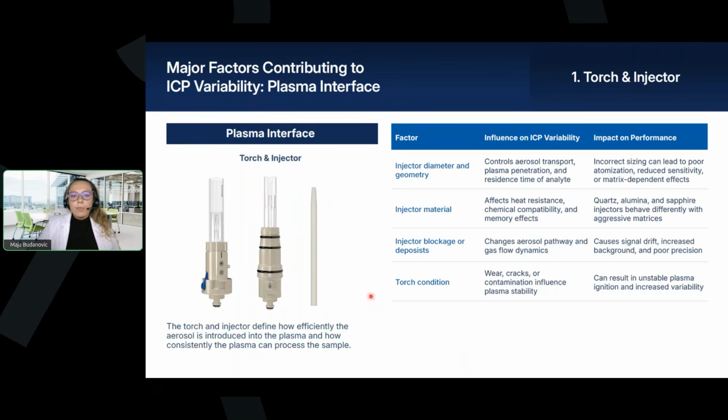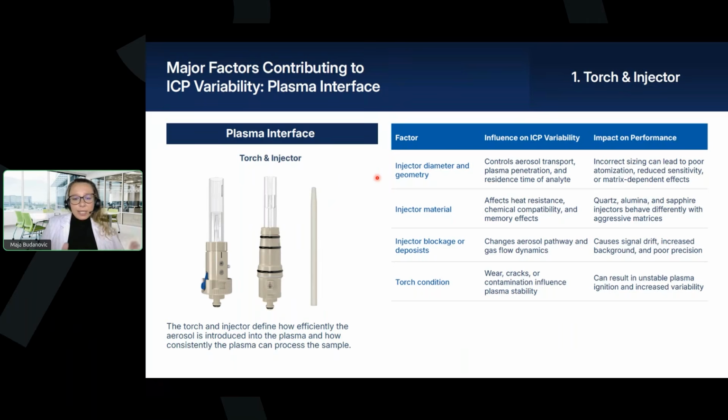So the torch and the injector define how efficiently the aerosol is introduced into the plasma and how consistently the plasma can process the sample. One of the most important factors is the injector geometry, especially the internal diameter and its design, because the injector controls your aerosol transport and how efficiently this aerosol penetrates into the plasma, and also how long the analyte remains in this high temperature region.